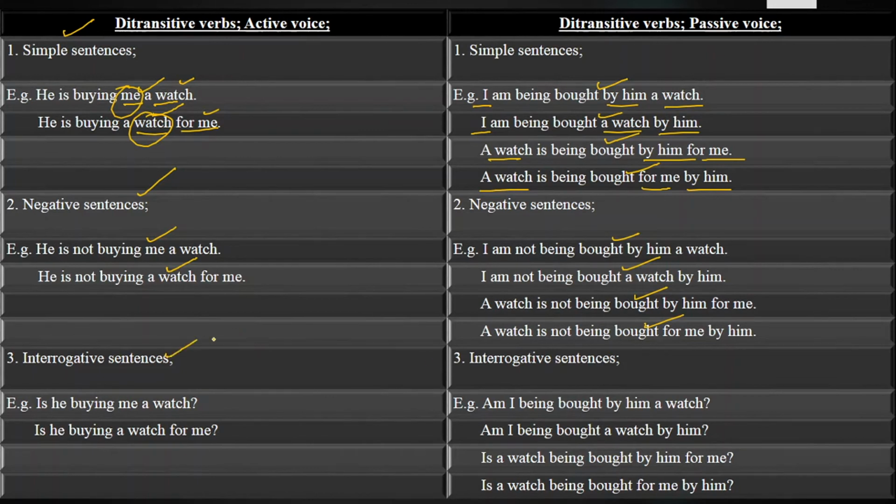Interrogative sentences, those sentences in which we ask questions and put queries. Is he buying me a watch? Is he buying a watch for me? Am I being bought by him a watch? Am I being bought a watch by him? Is a watch being bought by him for me? Is a watch being bought for me by him?